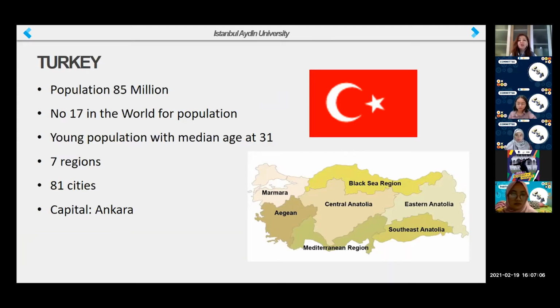So our challenge is to give a good education to our young students, many of them in university right now, and many of them are having blended or online education at the moment due to the pandemic. Now, Turkey has 7 quite different regions and 81 cities. The capital city is Ankara, right in the center of Turkey, but the largest city is Istanbul, where we are located right now.